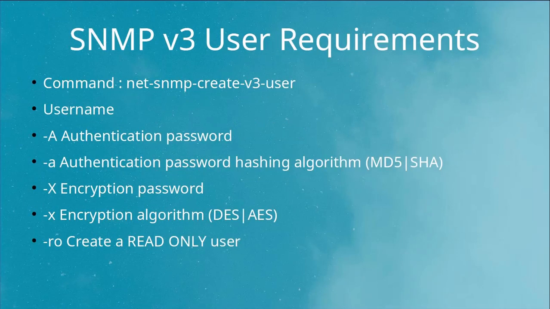There is a script available to add an SNMP v3 user. It is net-snmp-create-v3-user, and this script was installed as part of the net-snmp package. The requirements are a username, an authentication password hashing algorithm, an encryption password, an encryption algorithm, and arguments to indicate that the SNMP v3 user has read-only privileges.